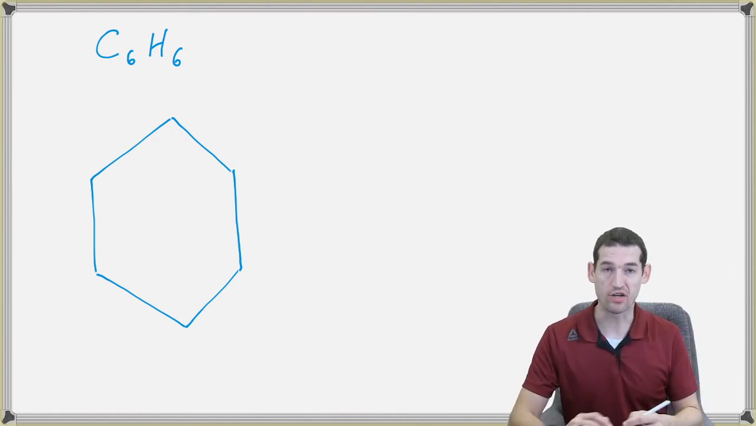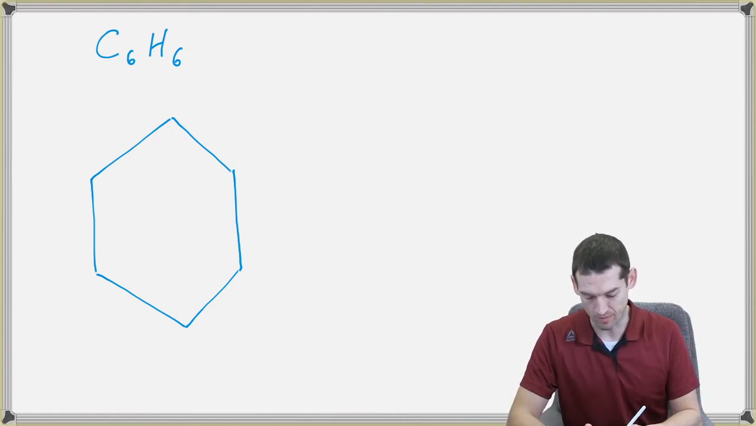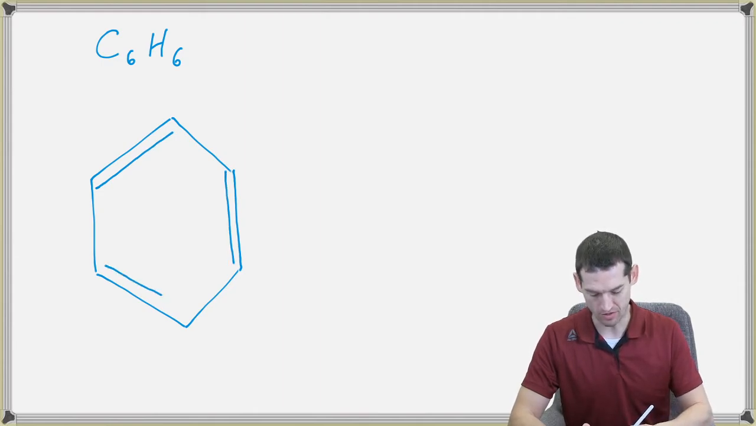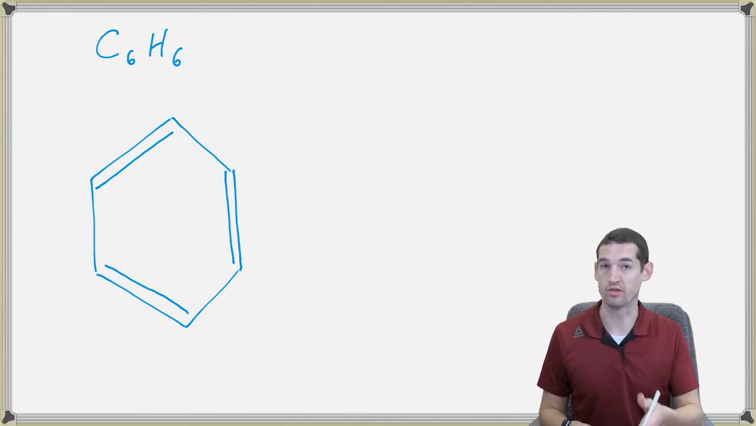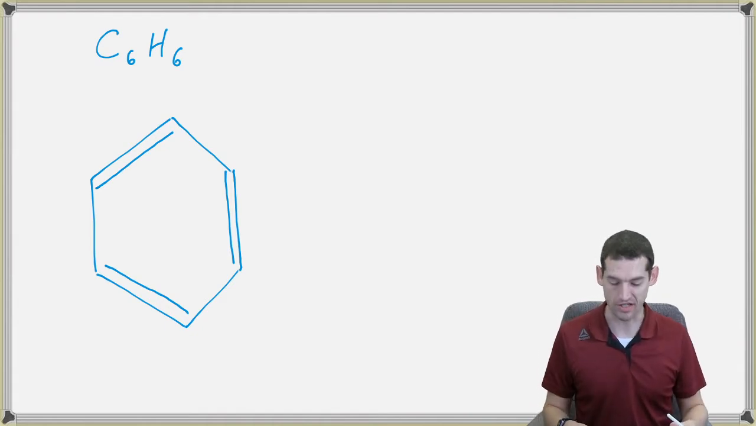So originally they thought that maybe the way this was put together was that maybe 3 of those bonds were actually double bonds. So now each carbon in the ring is forming 3 bonds already, and so there would only be 1 H coming off of any one of these points. So that gives you your C6H6.